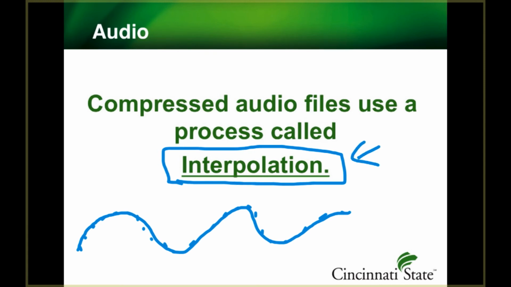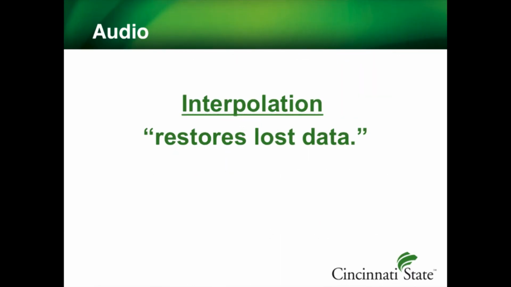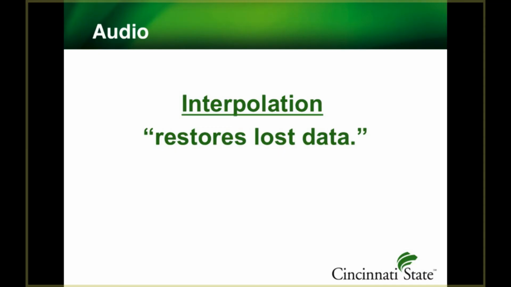The computer is going through and it is replacing that lost information. It is making educated guesses based off of that plot and guessing what that lost information is. The easiest way to look at it is that interpolation restores lost data. Because even if you're taking 96,000 samples per second, there's still going to be a gap of information between those samples. So what this does is that it restores those plot points.